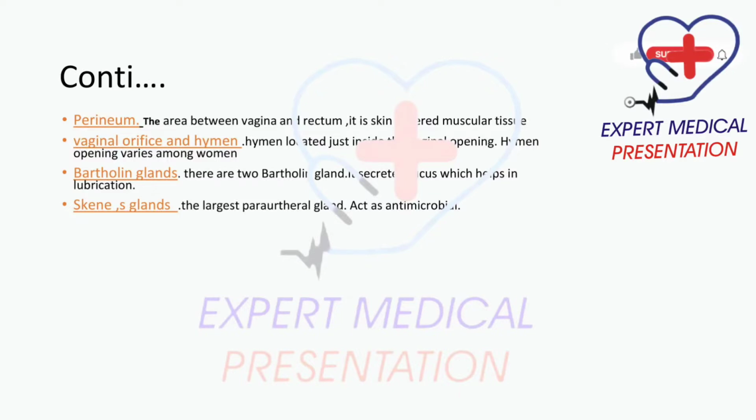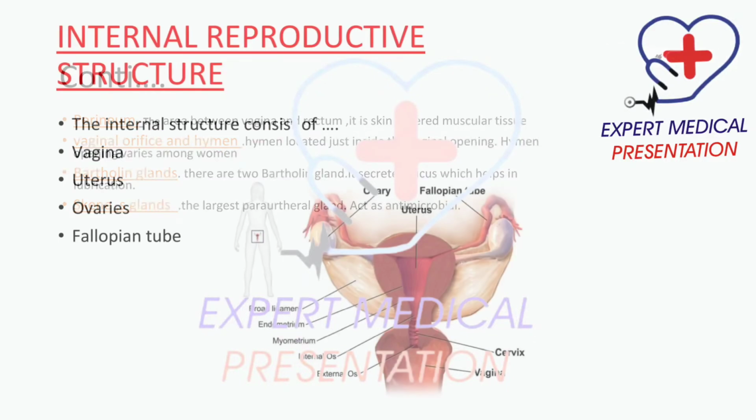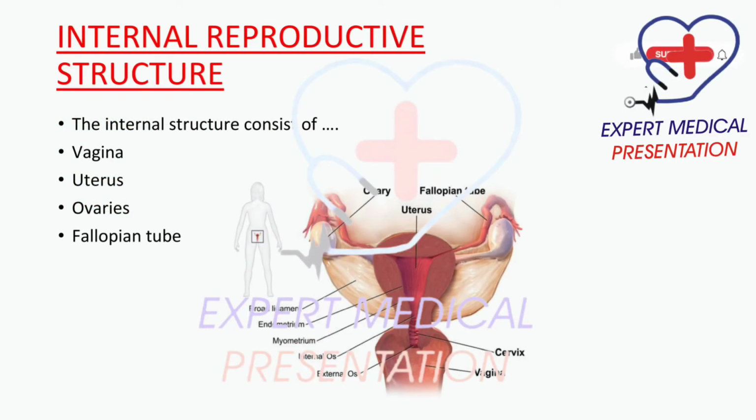Bartholin glands. There are two Bartholin glands. They secrete mucus which helps in lubrication. Skene glands. The largest paraurethral gland. Acts as an antimicrobial. Internal reproductive structures. The internal structures consist of the vagina, uterus, ovaries, and fallopian tubes.